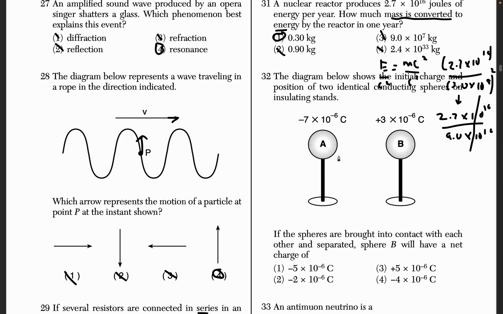The diagram below represents the initial charge and position of two identical conducting spheres on insulating stands. If the spheres are brought into contact with each other and separated, anytime we bring two spheres into contact, we add up the charges and divide by 2 to find the charge on each, because they have to be equal. So -7 plus 3 is -4 times 10 to the -16 coulombs. Divide that by 2, you get -2 times 10 to the -16 coulombs. That's it.